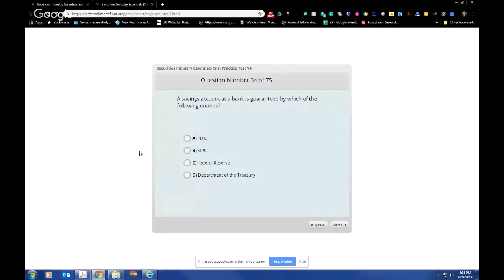Okay, savings account at a bank. So bank, remember, bank is FDIC, broker-dealers is SIPC. FDIC covers in case the bank goes out of business. SIPC covers if the broker-dealer does. They're asking bank, so we're going to go with FDIC.